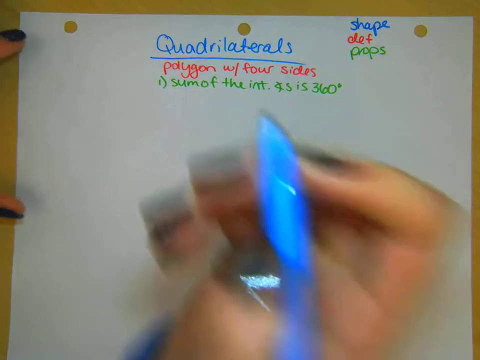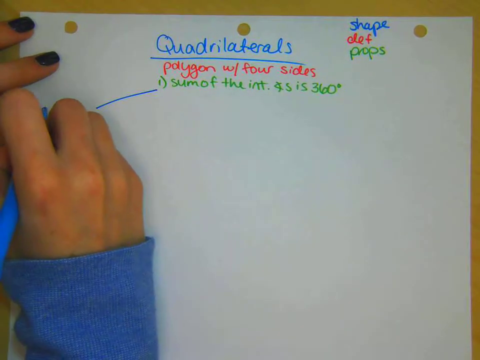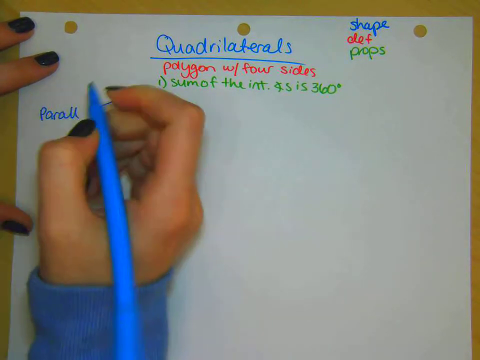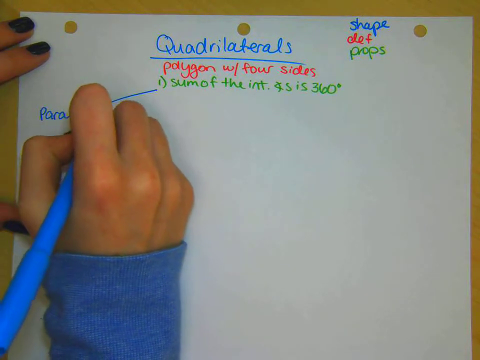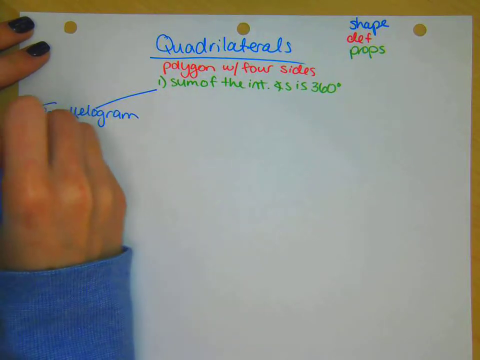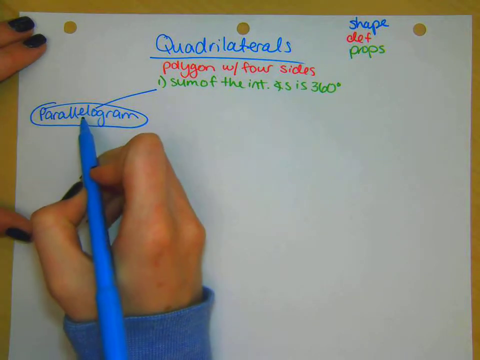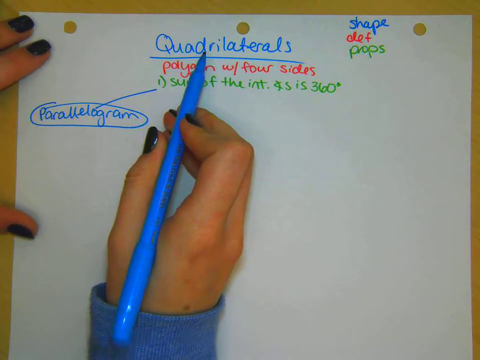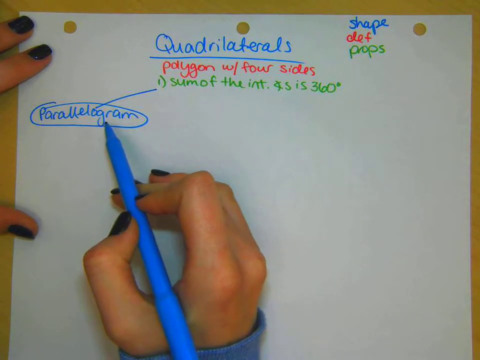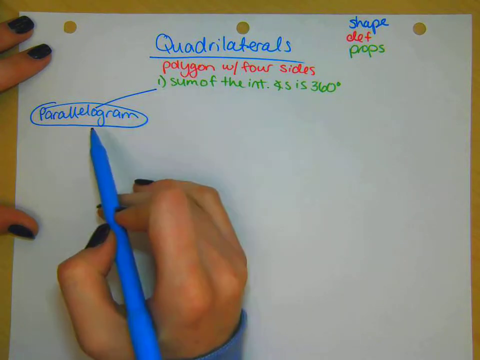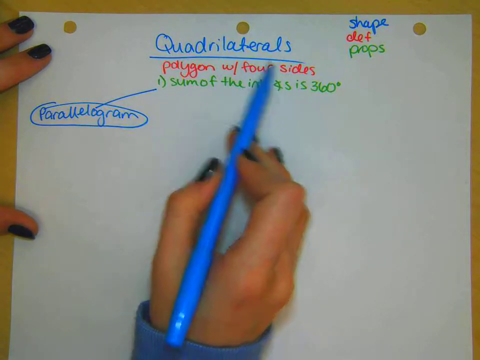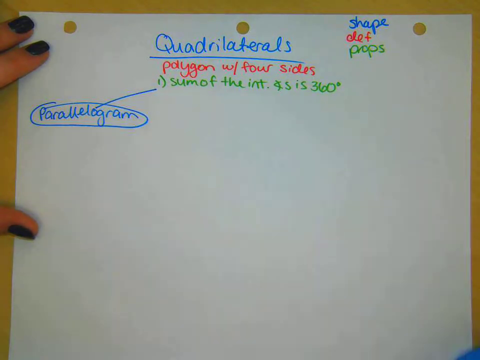From quadrilateral, I'm going to draw a branch. And under that branch, I'm going to write down parallelogram. This is to say that a parallelogram is a type of quadrilateral. So it is a polygon with 4 sides, and the sum of the interior angles is 360. So all of this information is true for the parallelogram.